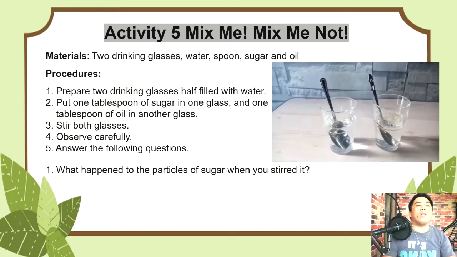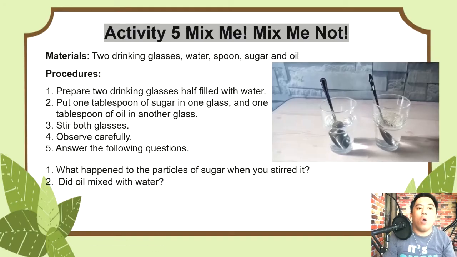So, sagutan na natin. So, what happens to the particles of sugar when you stirred it? So, ano bang nangyari? Na-dissolve ba? Nag-mix ba siya with water? Yes or no? Next, did oil mixed with water? Nag-mix ba yung oil sa water? Yes or no? Di ba? Ang dali lang sagutin. Yes or no lang ang sagot.